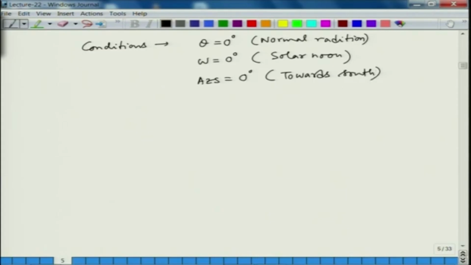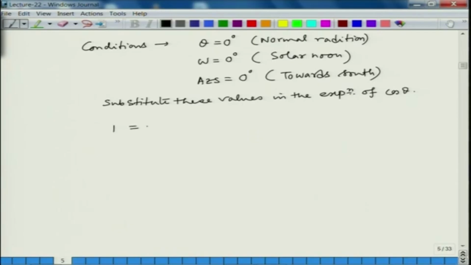Okay. Now, if we put these conditions on the expression of cos theta, what will we get? First of all, substitute these values in the expression of cos theta. Okay. So, when theta is 0, cos theta is 1.